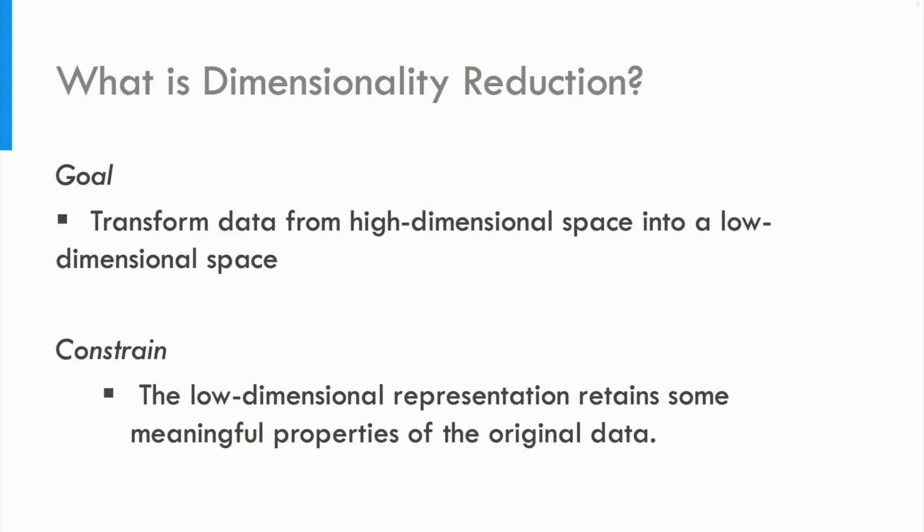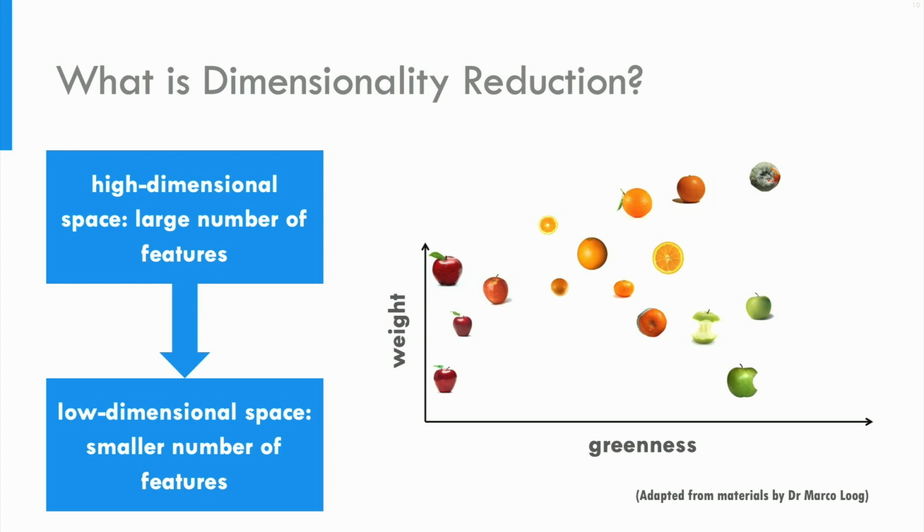Dimensionality reduction is a set of machine learning techniques. Its purpose is to transfer high dimensional data to low dimensional data, with the constraint of keeping as much of the properties of the original data as possible. It is a space where we move from a large number of features to a smaller number of features.